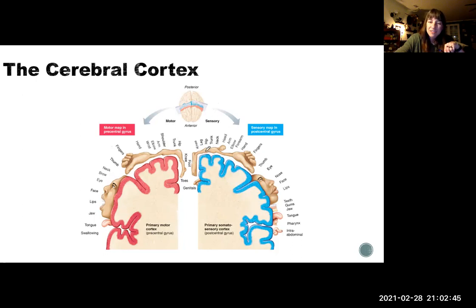And this is basically just showing you how much of each body area is being controlled by how much of the cerebral cortex, right? So the sensory area, you'll notice that the face and the hands get the largest real estate on the cerebral cortex because you have the most sensory neurons in those parts of your body.